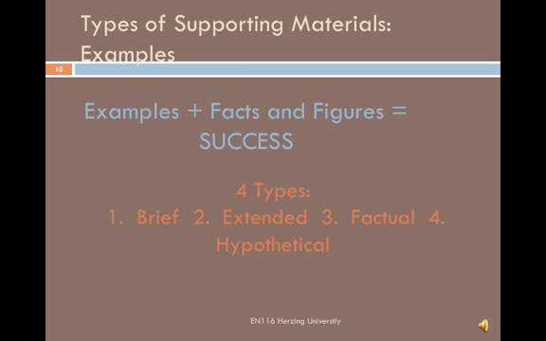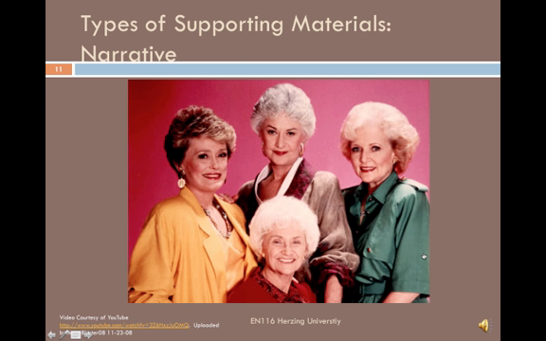Keep in mind that on a scale of persuasiveness, a hypothetical example is the least persuasive, because the audience has no way of knowing if it's true. Finally, in your speech, you will use narratives. Narratives are stories that convey an idea or establish a mood.